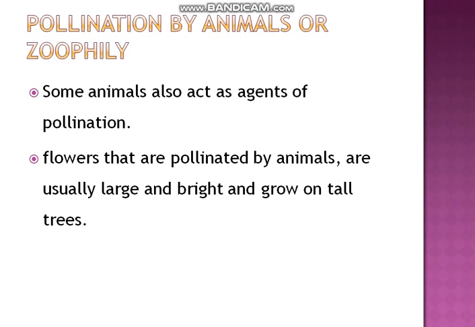We now study about pollination. Pollination is the process of transfer of pollen grains produced inside the anther to the stigma of the same or another flower. Pollination is of two types: self-pollination and cross-pollination. The agents that help in pollination are called agents of pollination. Different agents are insect, wind, water and animal, and we also learn the characteristic features of each pollination.